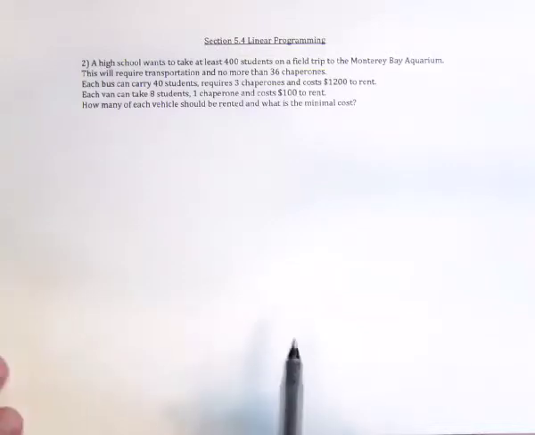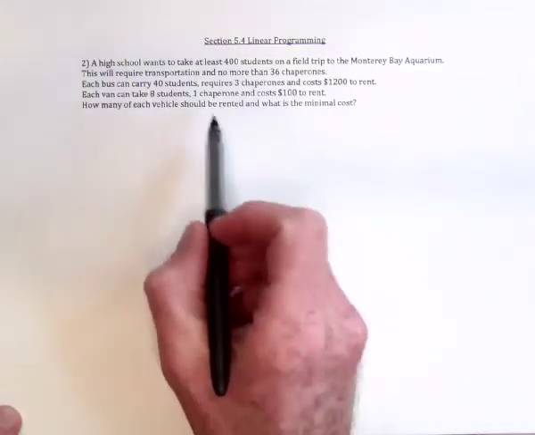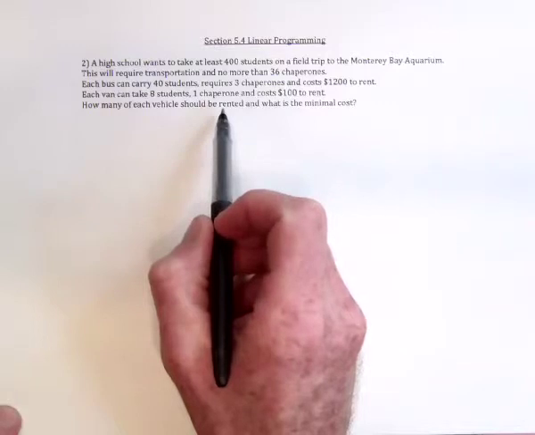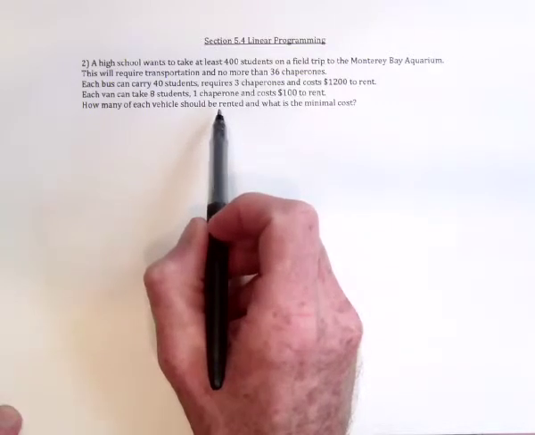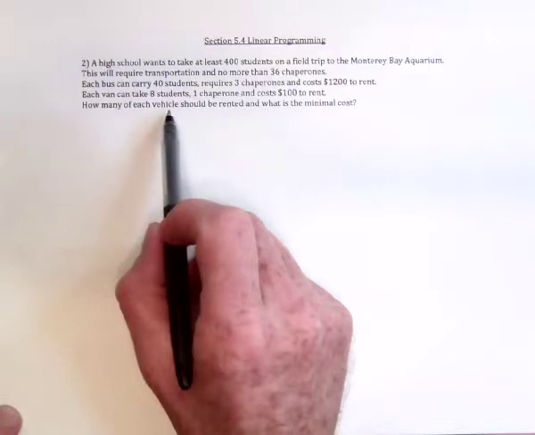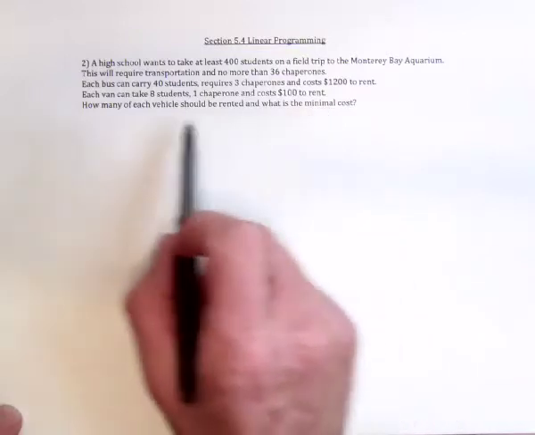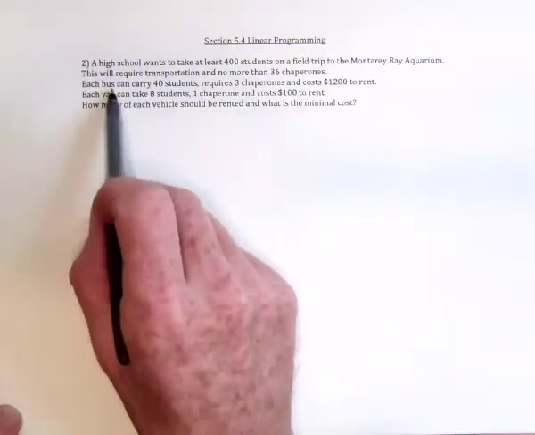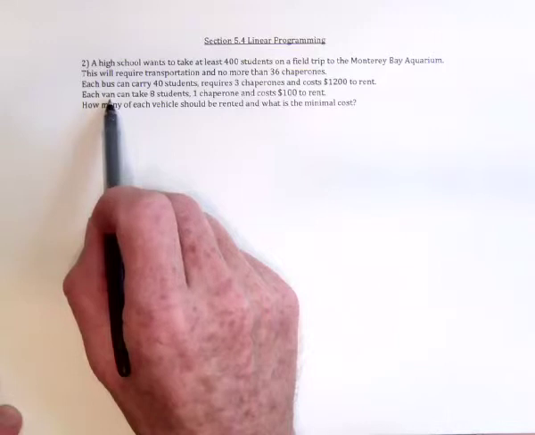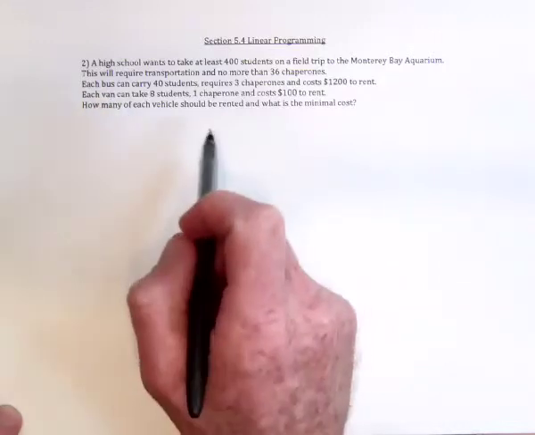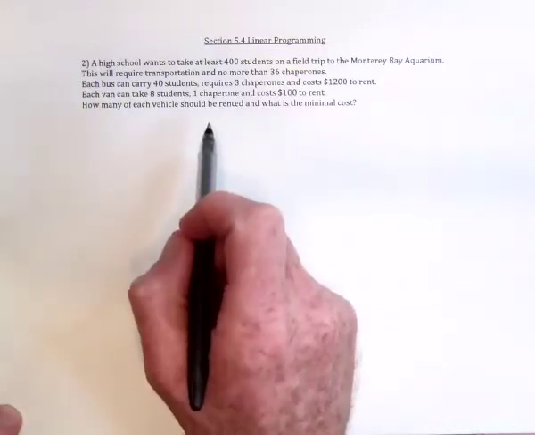Well, now we've got a linear programming problem. We're going to have a few variables. How many of each vehicle? I go right to the question to see what type of variables we need to be using to minimize the cost. Well, the cost comes from renting buses and vans, so I'll use B for bus and V for vans.